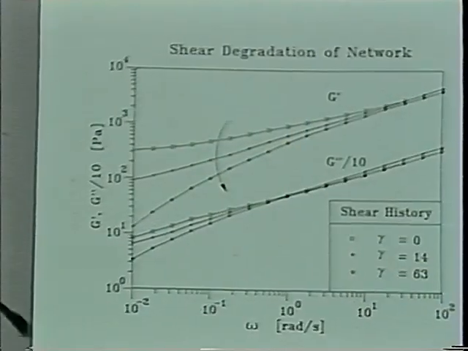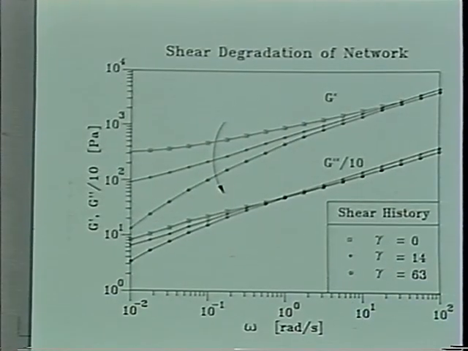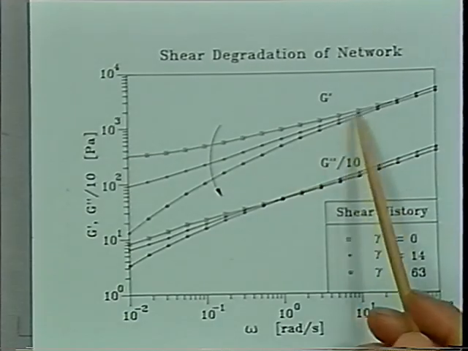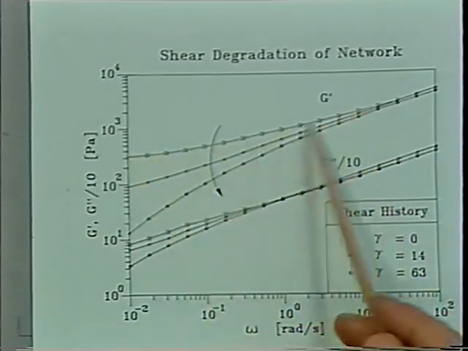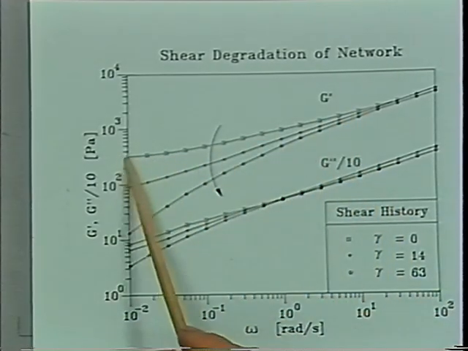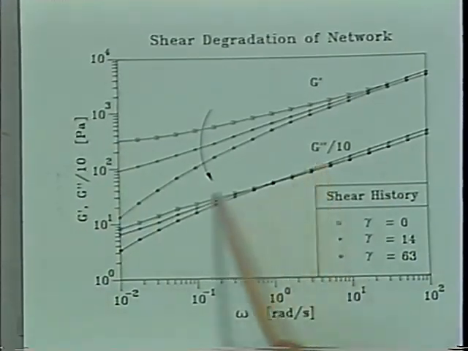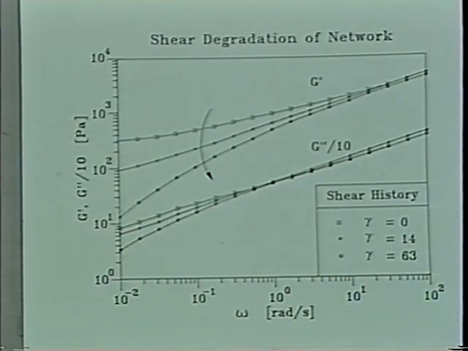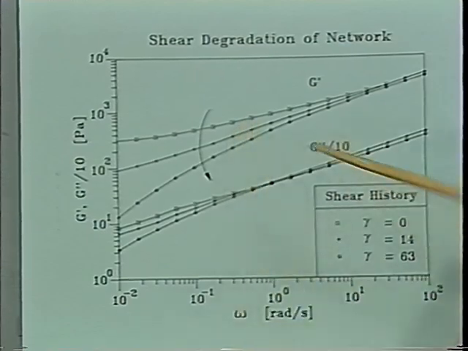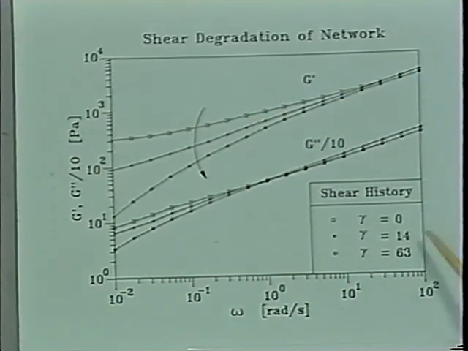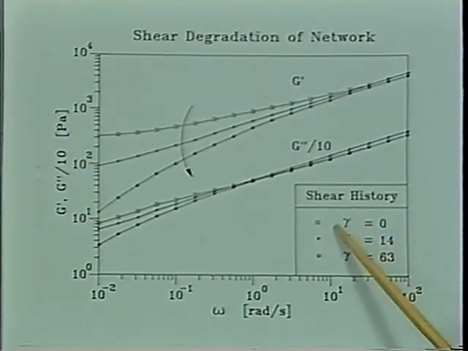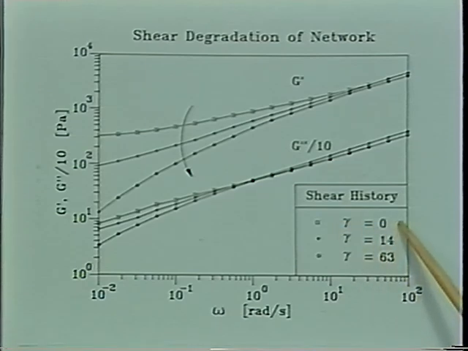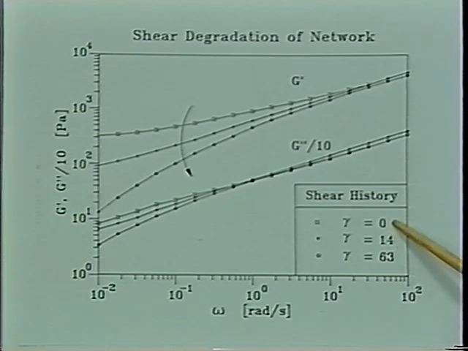We can use that process now to reverse the cross-linking reaction. Here Sundar produced a material which has G' leveling off. It's solid-like, and G double prime corresponding to that. So that would be the initial sample, and he would say for his shear history, for his breaking history, it would be gamma equal to 0. This is the initial structure.